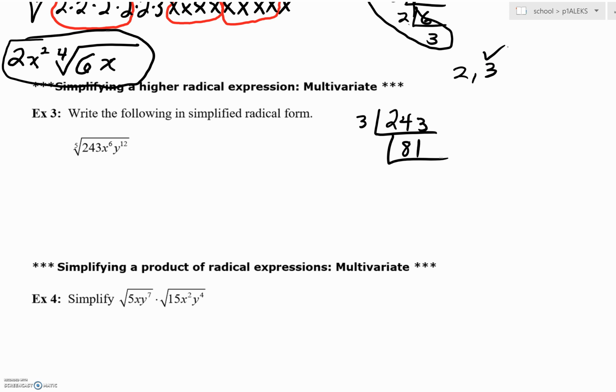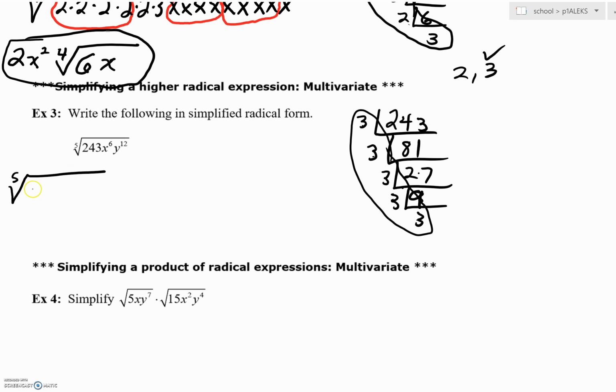Work with a 3 again. 81 divided by 3, well, you could use a calculator if you want. You'd get 27. Try a 3 again. 27 divided by 3 is 9. I almost made a mistake there. And one last 3. So we've got 1, 2, 3, 4, 5 3s. 5 3s, right? So we've got 3 times 3 times 3 times 3 times 3.